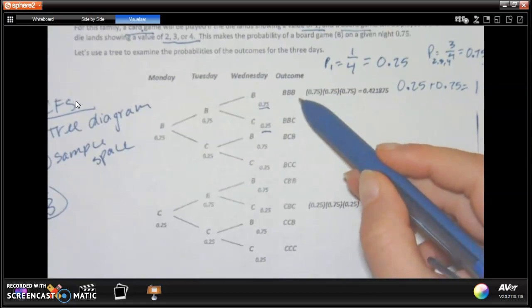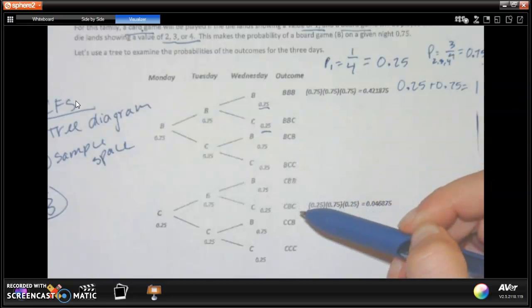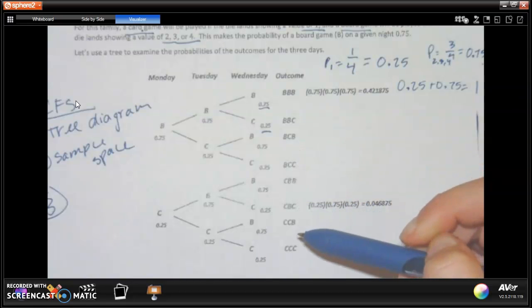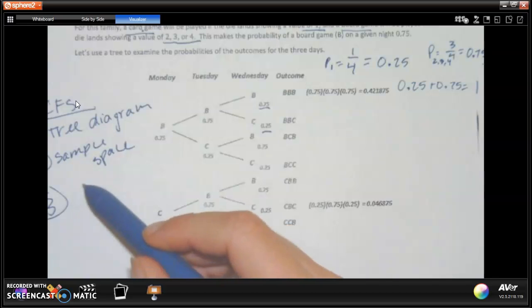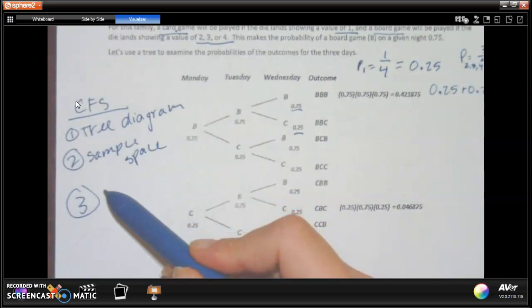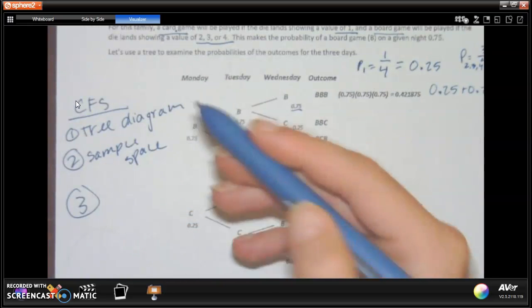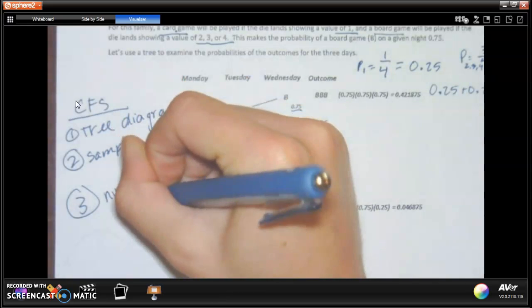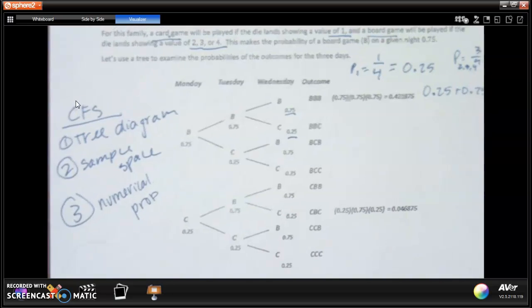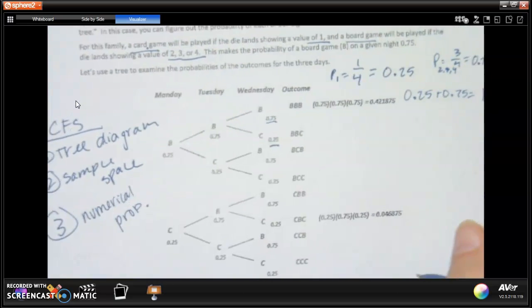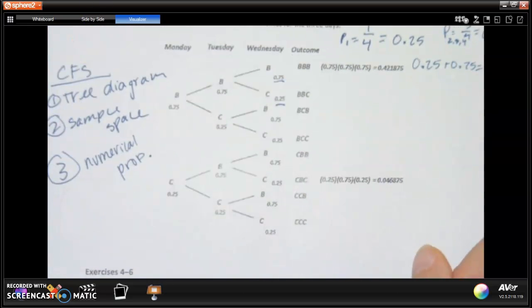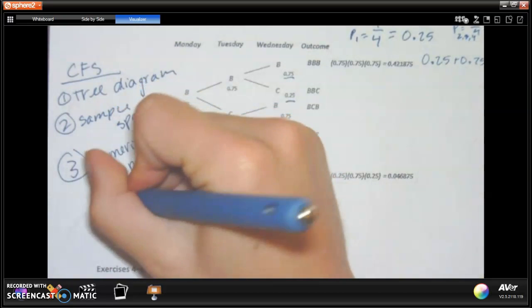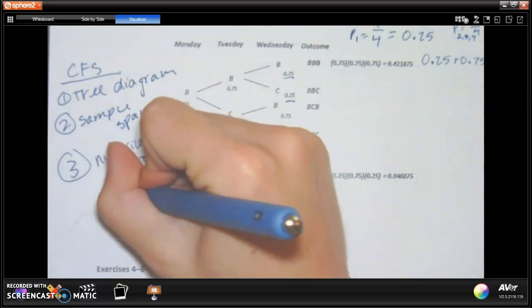But now, after we get to our final outcome in the tree diagram and we are creating our sample space, we need to move on to criteria for success number 3, which is the numerical probability. We need to calculate the numerical probability of each of these outcomes. And the way that we do that is by multiplying.